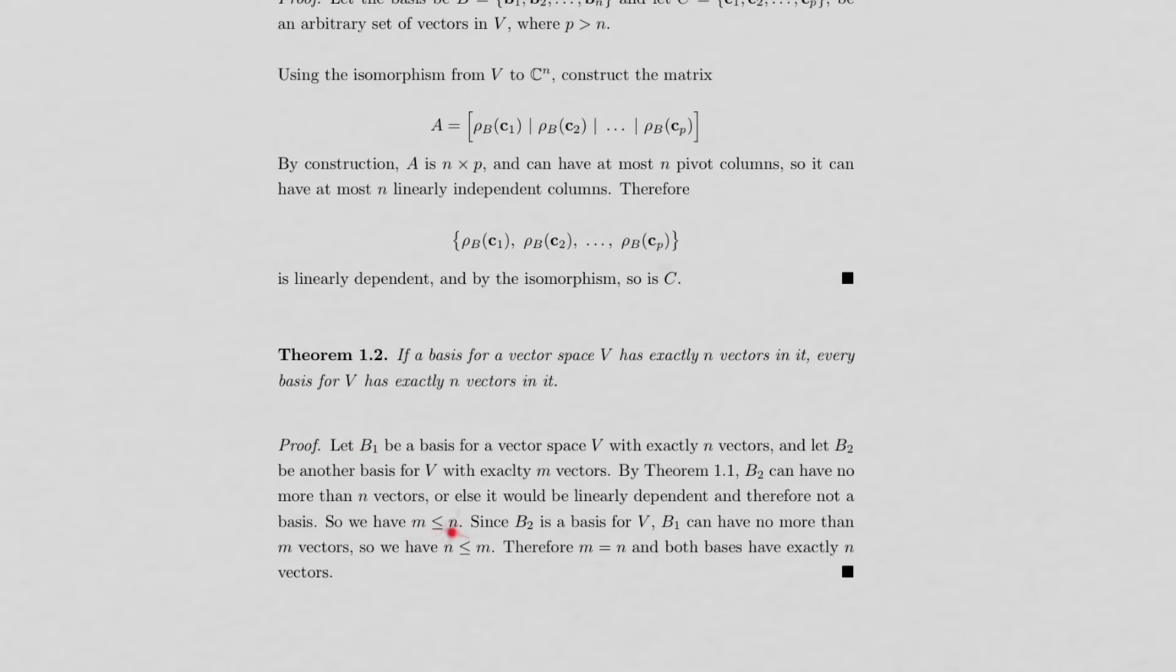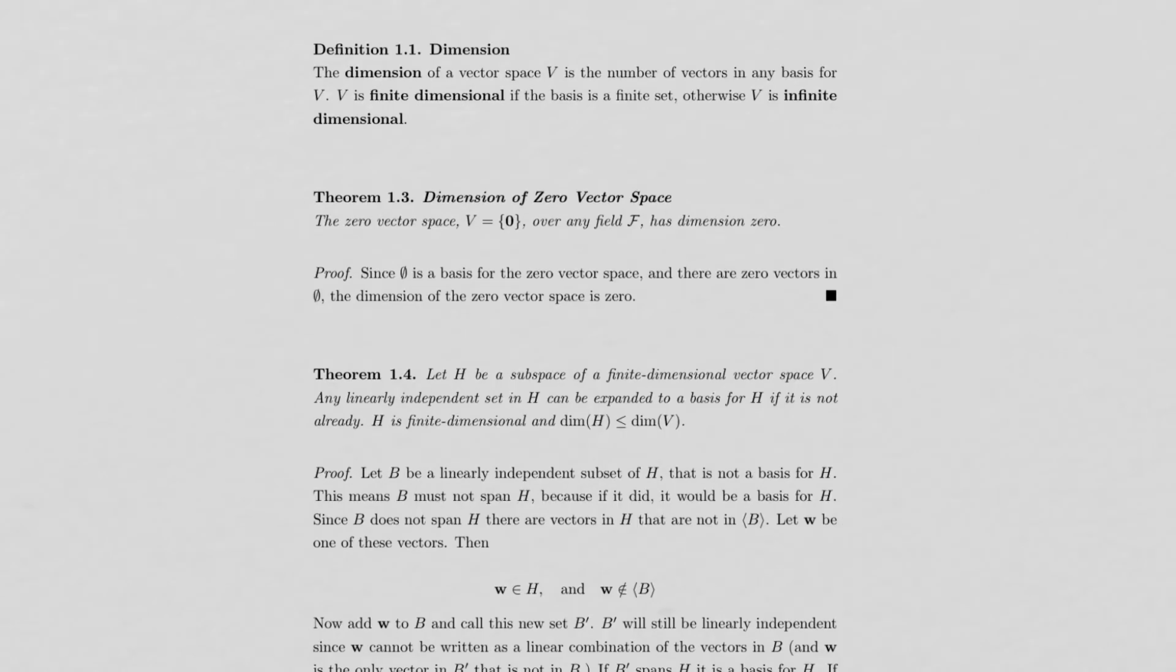So if we combine these 2 inequalities, m has to be less than or equal to n, and n has to be less than or equal to m, well, the only possibility then is that they're equal. m is equal to n, and therefore every basis has the same number of vectors in it. Okay, now we can define dimension. We say the dimension of a vector space is the number of vectors in any basis for V. So the previous theorem is important because it tells us that that number is a constant.